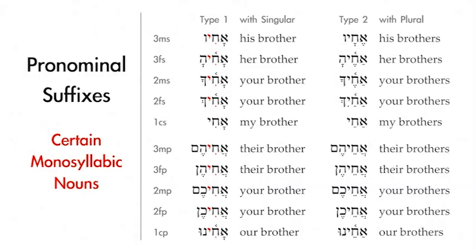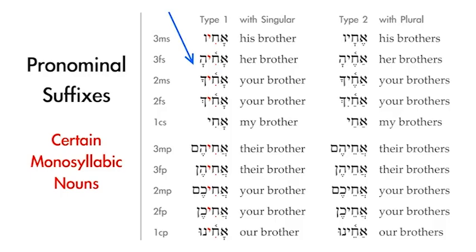Let's briefly consider how pronominal suffixes are added to certain monosyllabic nouns. Now, what you'll observe in the left-hand column, the type 1 column, is a hireq yod that appears between the noun and the pronominal suffix in every form. This is because, in Hebrew, certain singular monosyllabic nouns will add hireq yod before the pronominal suffix. This is actually an old genitive case ending that has been preserved in very common forms, because that which is most common, remember, is most irregular.